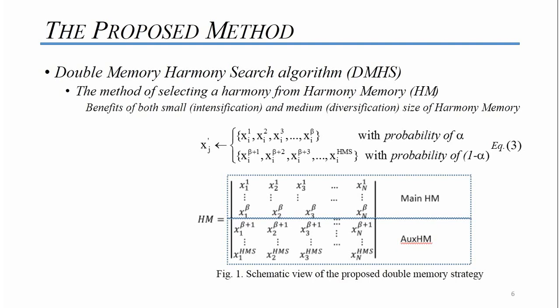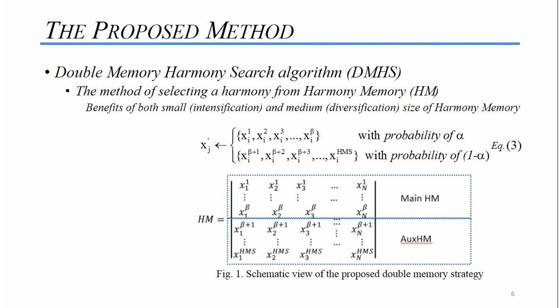In our proposed method, the harmony memory is divided into 2 segments in order to use the benefits of both the small and the medium size of harmony memory. The small size for improved intensification and medium size to keep diversification. In this method, the main memory segment includes beta percent of the best harmonies, and the auxiliary memory segment includes 1 minus beta percent of harmonies.